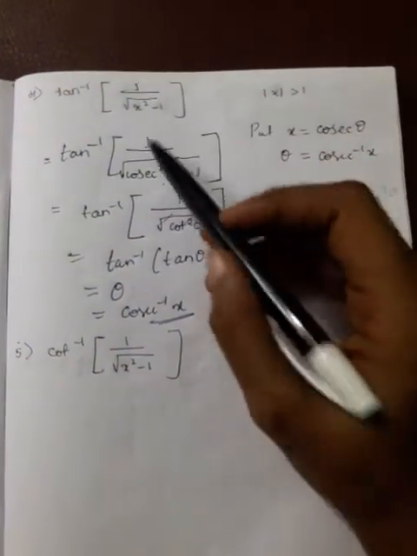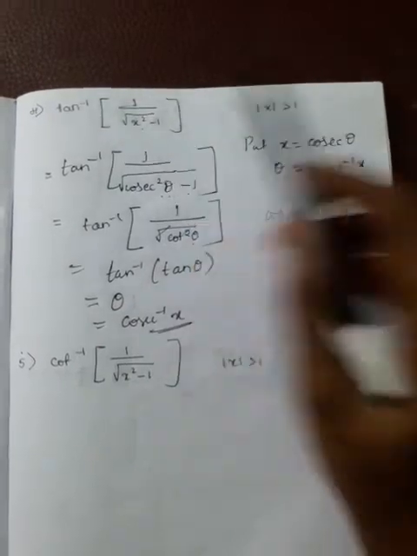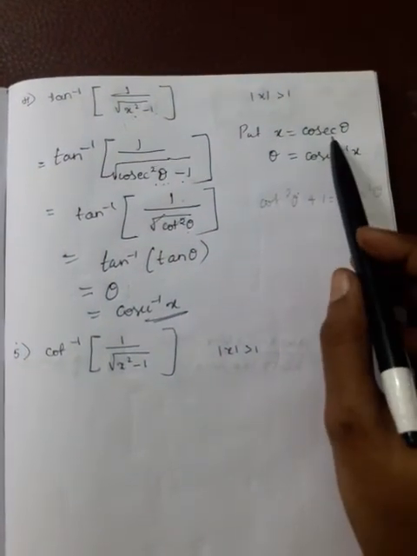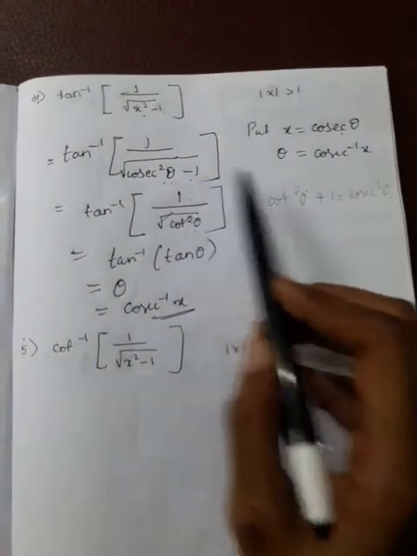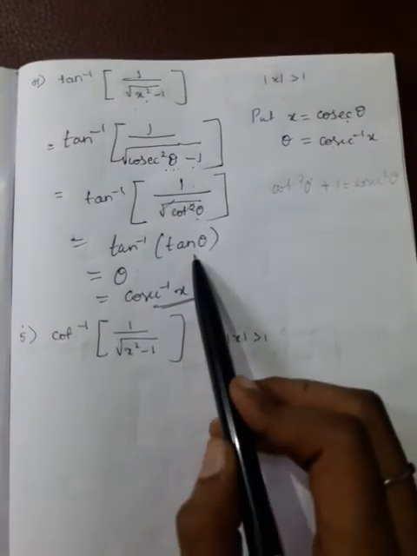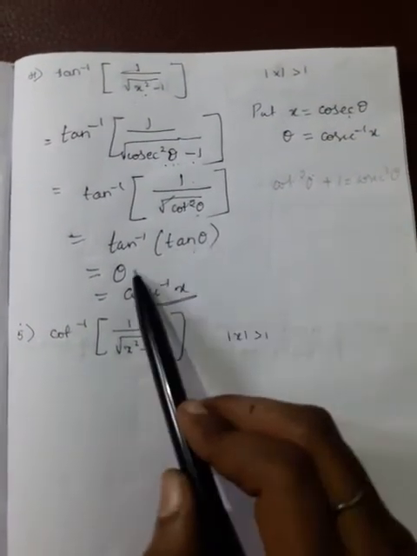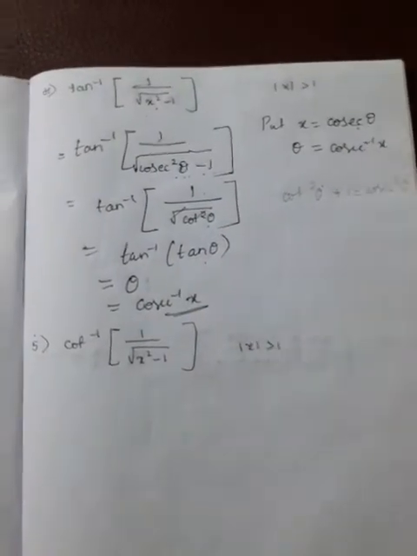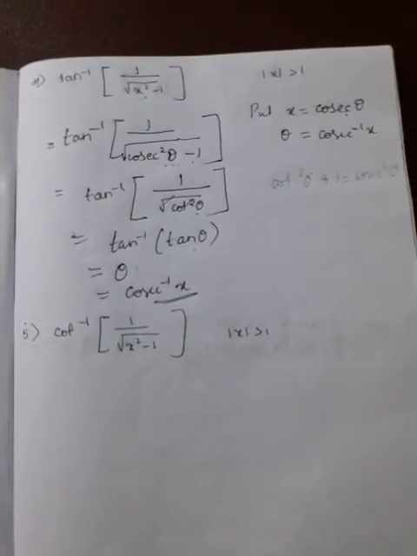Understood? Since x is in the denominator, put x equal to cosecant theta. That is cosecant square theta minus 1 is cot square theta. Square root gets cancelled. 1 by cot theta is tan theta. Tan inverse of tan theta is theta. What is theta here? Cosecant inverse of x.